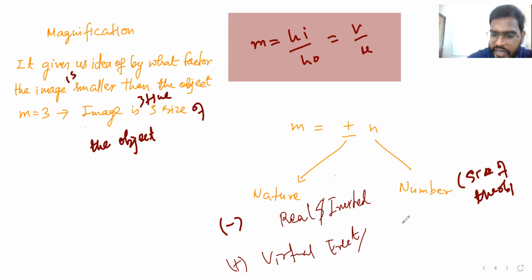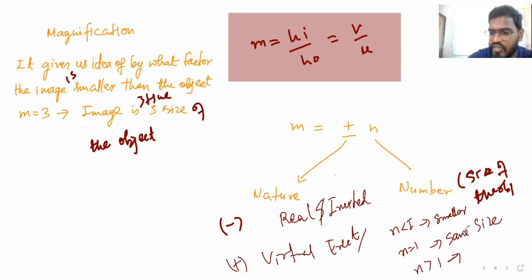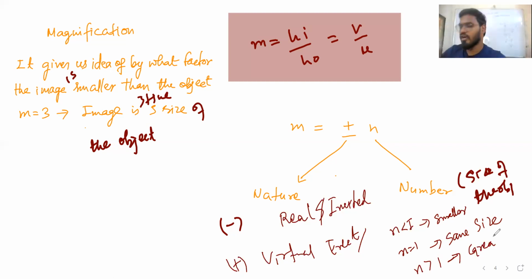Then what does the number give? If n is less than 1, then the image is going to be smaller than the object. If n is equal to 1, it is the same size. If n is greater than 1, then it is going to be greater than the object. Smaller than the object, greater than the object, and then what? Just a minute, I'll put the chart.